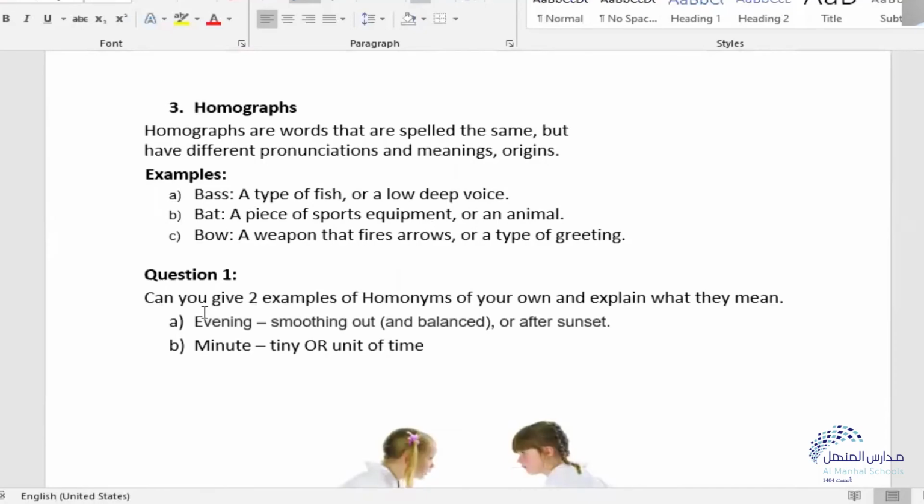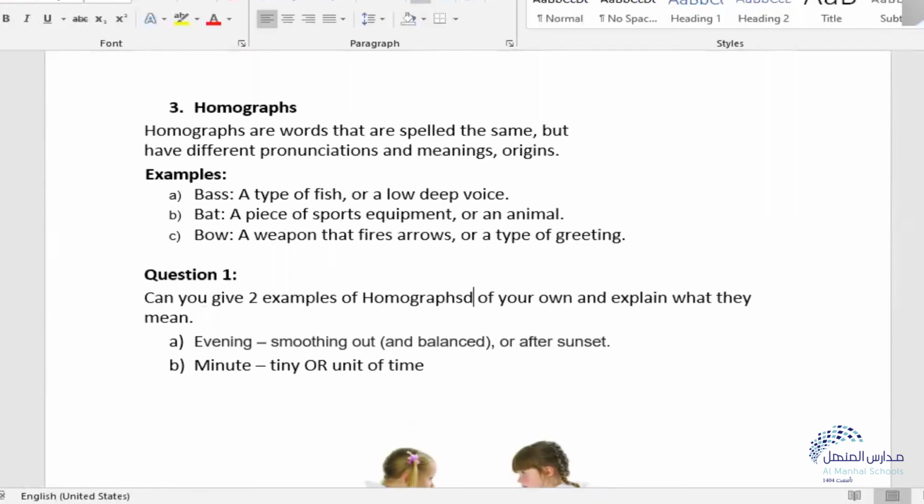Homographs. We had here, sorry, I thought I'd changed this. So it should be: give two homographs of your own and explain what they mean. So the first one was even, which means to make smooth or to balance something out. So if things are made even, they are made smooth or they're balancing out. And the other one, evening, means after the sun has set or in the late afternoon. When we greet you, we say good evening, to indicate that time of the day.